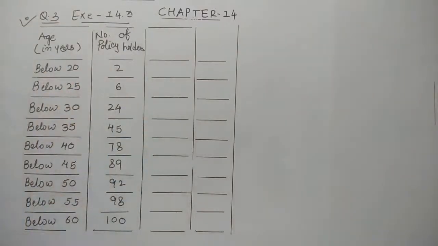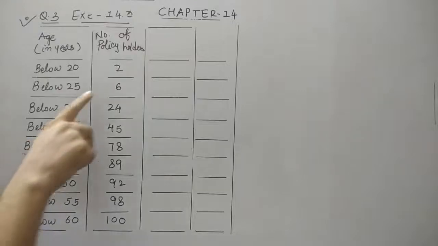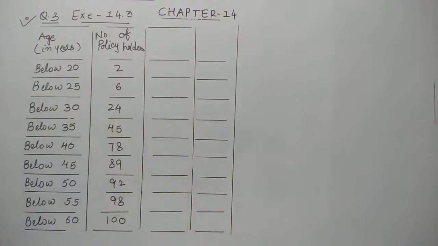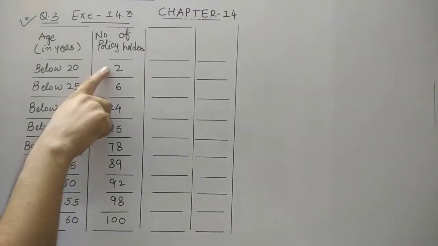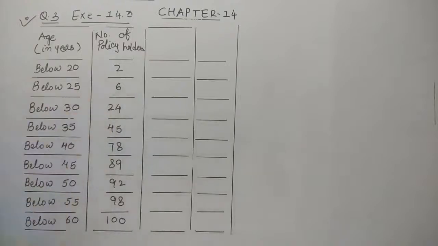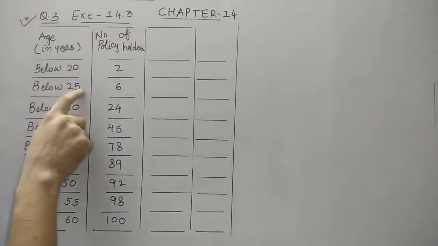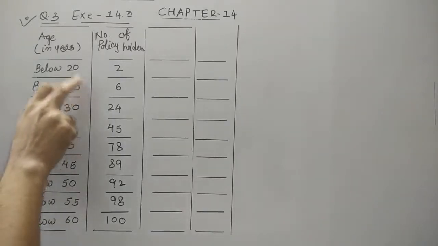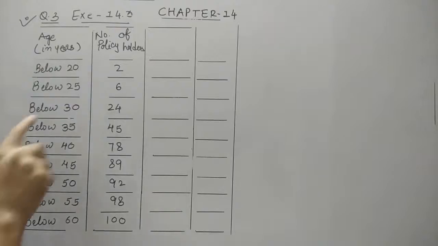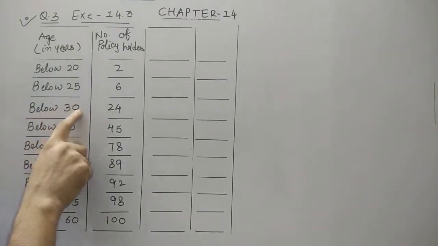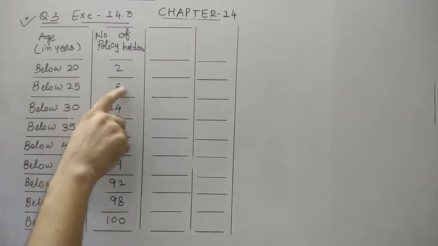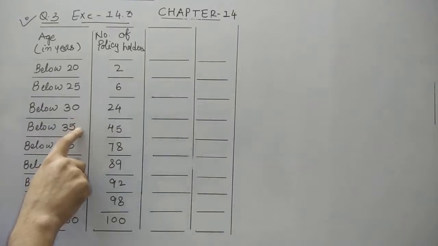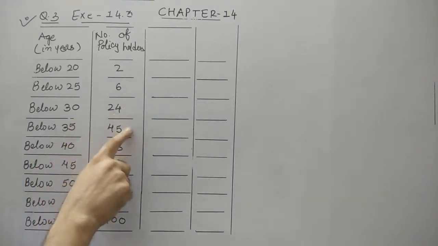Students, पहले question समझ लो. There are total 6 policy holders whose age is less than 25. मतलब these 2 policy holders are included in this, because less than 25 also includes less than 20. Below 25 can also include below 20. When we talk about below 30 years, which includes both, that is already 6, जो यहाँ पे already included है. Below 35, so this 24 is included here.